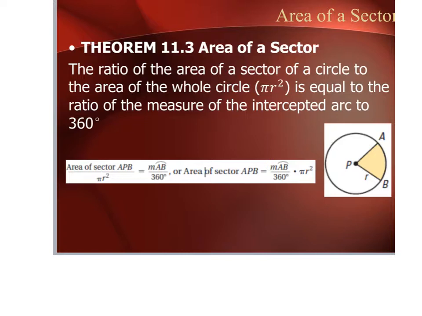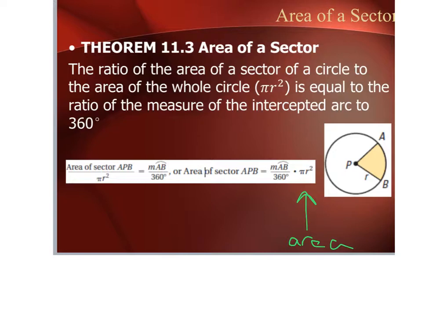Now we're going to talk about theorem 11.3, which is the area of the sector. So basically it's the same thing that we did yesterday. The only difference is, see right here, this is going to be the area formula. Yesterday it was the circumference formula. So again, we're still taking the measure of that arc in degrees, divide it by 360, and then multiply it by the area formula. So the ratio of the area of a sector of a circle to the area of the whole circle, pi r squared, is equal to the ratio of the measure of the intercepted arc to 360.